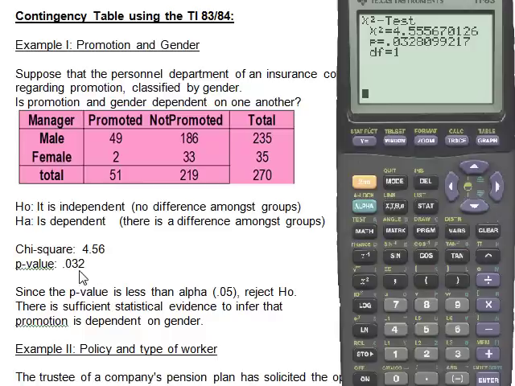So we use our relative standing, our p-value, right? The probability of obtaining this sample result, under the assumption that it is independent of groups, is pretty darn unlikely. Less than our willingness to make a type I error. It's not stated, so alpha is 0.05. So we will reject H0, and we'll go with it is dependent, that promotion is dependent upon gender. So since the p-value is less than alpha, reject H0, there is sufficient statistical evidence to infer that promotion is dependent on gender. There we go.